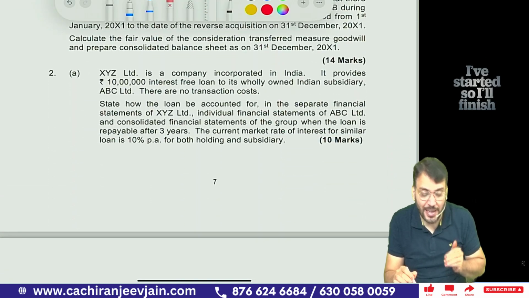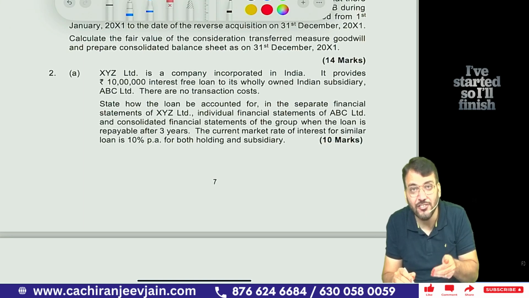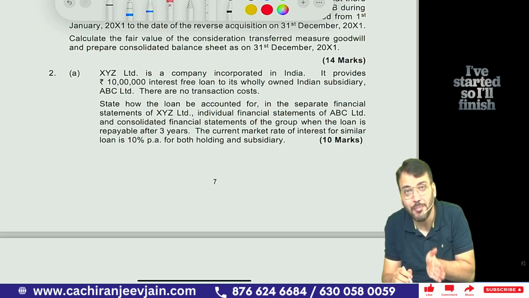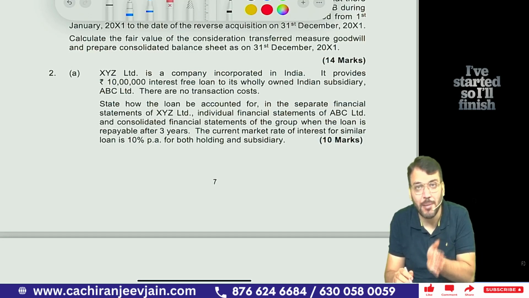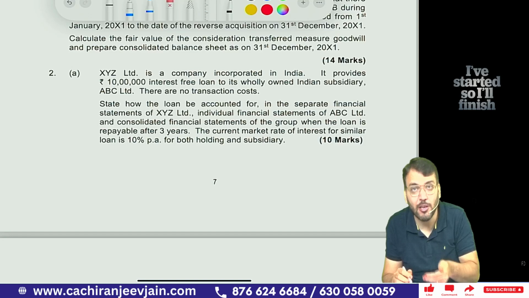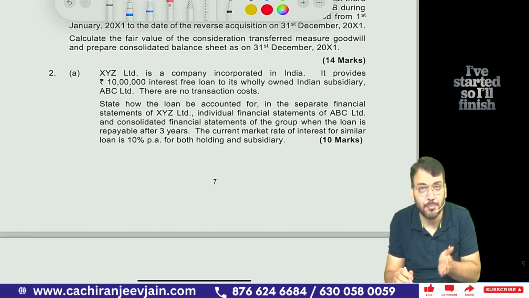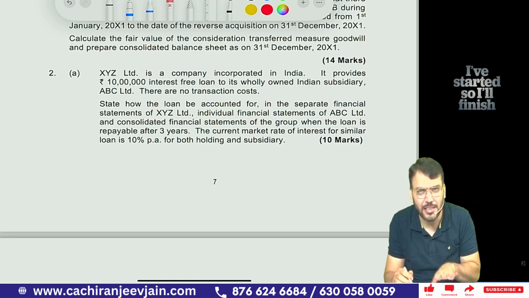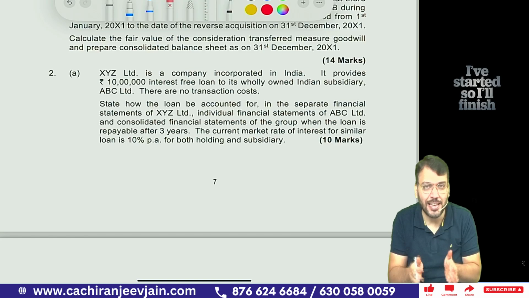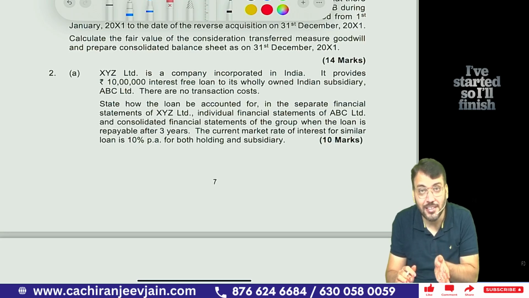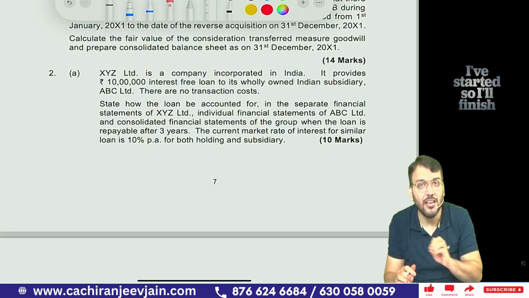Come to question number 2a. Question number 2a is from the financial instrument chapter, that is Ind AS 109. It is a question of a concessional loan given by the parent company to a subsidiary company. In this case, first we need to find out the fair value of the loan, which will be calculated as the present value of contractual cash inflow discounted at the market rate of interest. That will be given in the question. Means the fair value you can calculate. The difference between the transaction price paid and the fair value of the loan will be accounted as deemed investment in the subsidiary company.